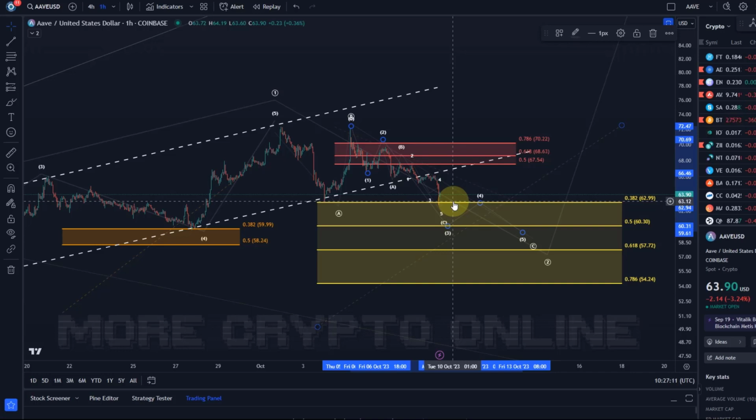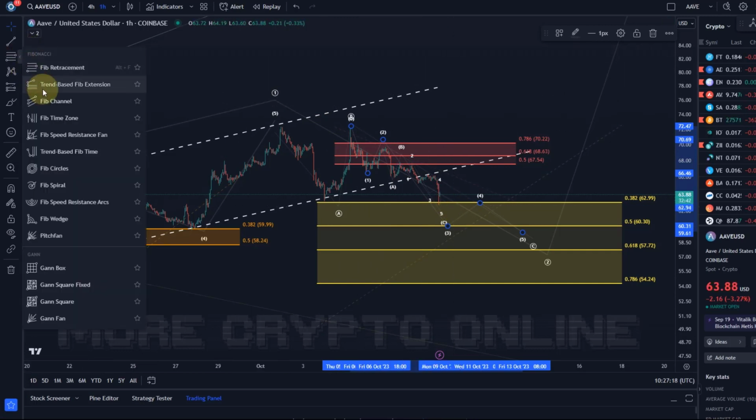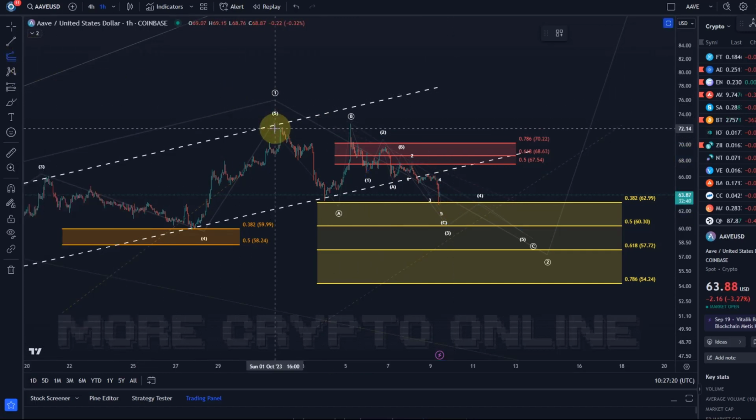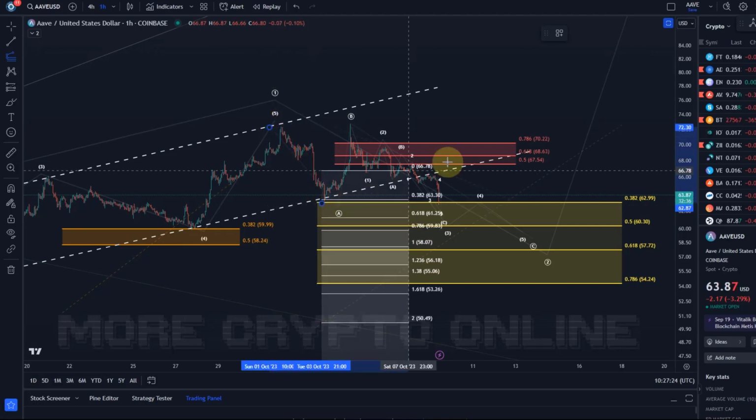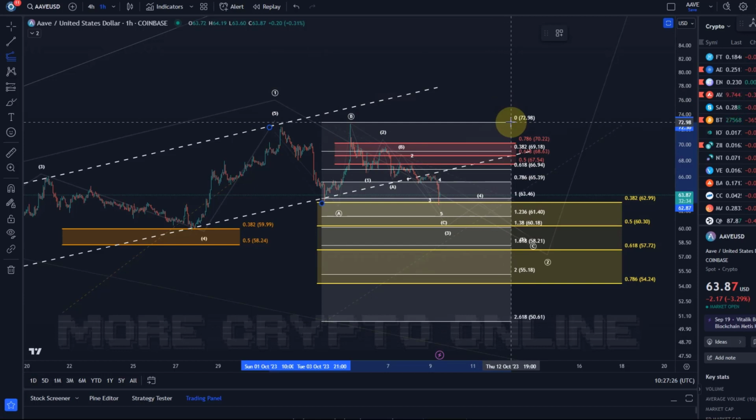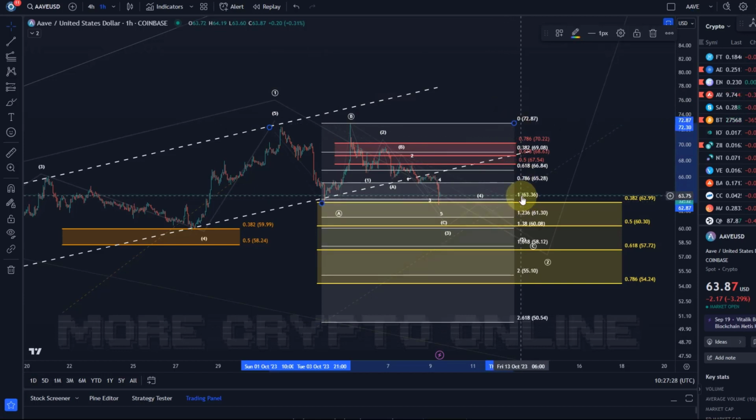So that's one thing, but also the wave C, which ideally goes to the downside, oftentimes reacts to the 100% extension level of the A wave. So the A wave is this, and then we compare it to the length of the C wave, and that takes us to around about 63. So that is an ideal target for that C wave.